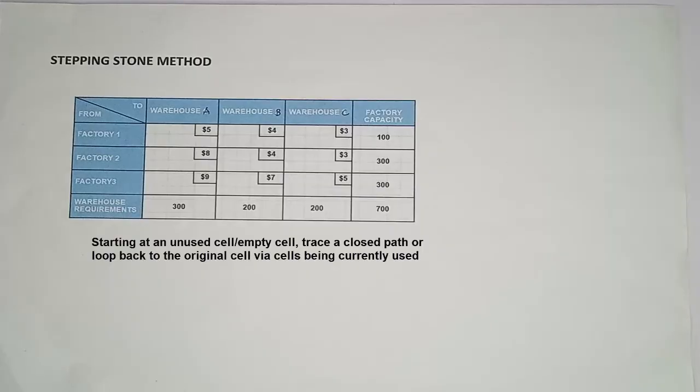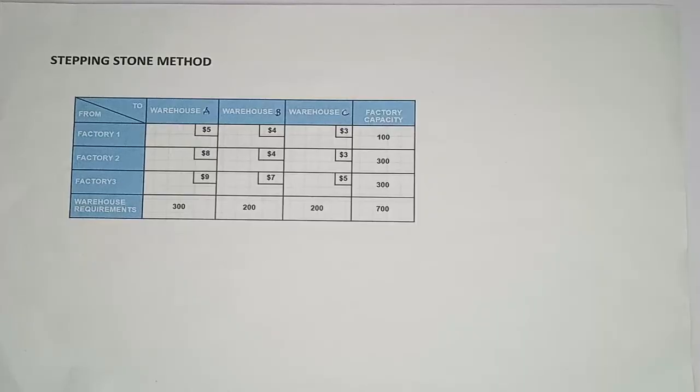Starting at an empty cell, trace a closed path or loop back to the original cell via cells that are currently being used or occupied. Note that a closed path or loop is a sequence of cells in the transportation table such that the first cell is unused or empty and all the other cells are used or occupied, with the following conditions. First, each pair of consecutive occupied cells lies in either the same row or column.